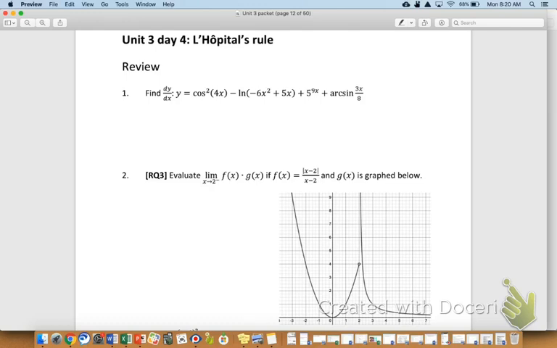Or unit, what am I talking about? Unit 3. It says 3 up there, I'm talking about 2. I'm sorry. Unit 3, Day 4.